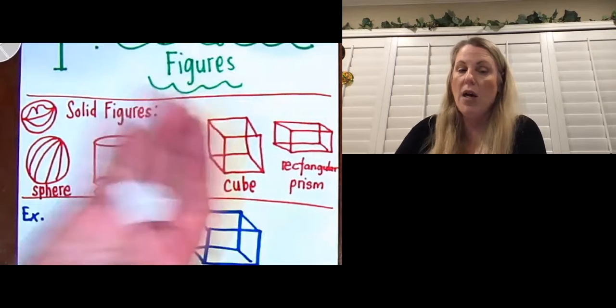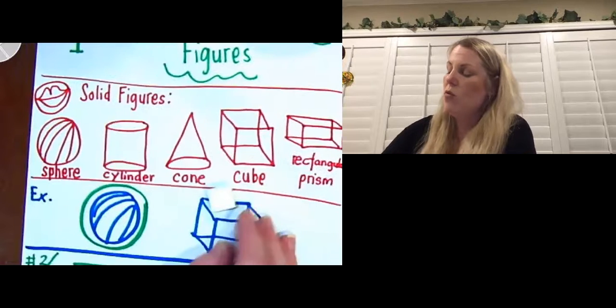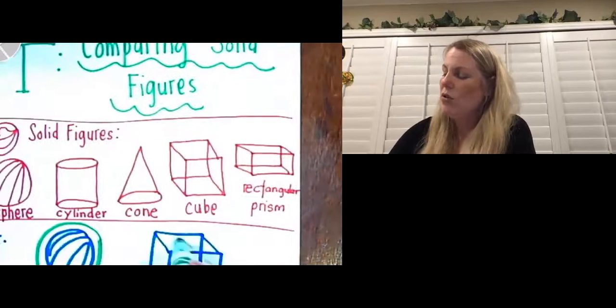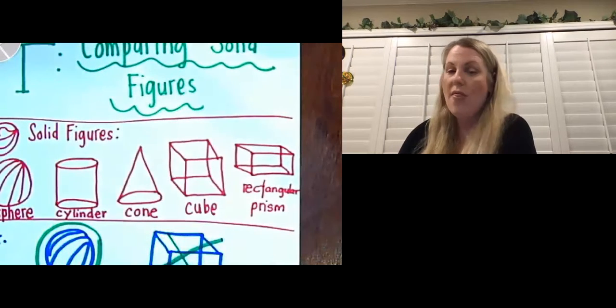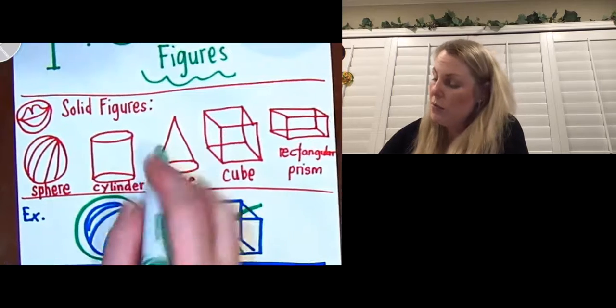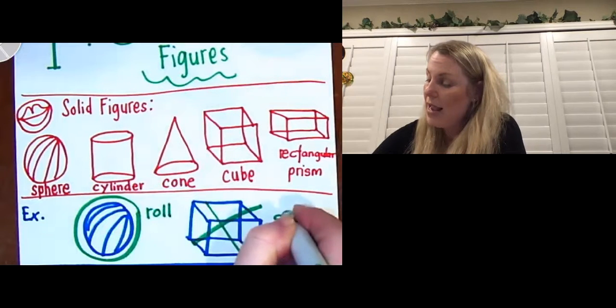No. We might toss it, but it doesn't roll, right? So does a cube, can a cube slide? Yes, a cube can slide. Now remember, we said that spheres don't slide, they roll. So I'm going to cross it out because that is something that slides. So this one is roll and this one is slide.